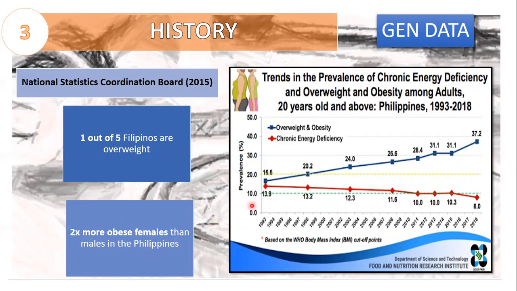This graph shows the increasing prevalence of overweight and obesity among adult Filipinos, 20 years old and above, data from 1993 to 2018. So the demographic data of our country shows that females and older age individuals are more likely predisposed to developing obesity.